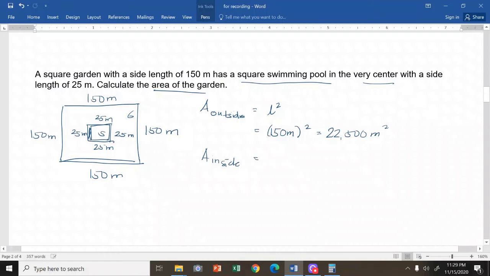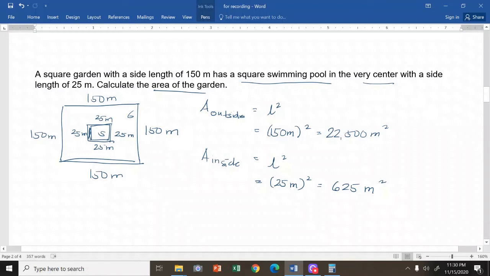Pinaka-inside figure natin. So, ito naman yung small square natin dito. So, the formula again is L squared. So, kung isa-substitute natin yung L dito ng 25. So, 25 meters and then squared. So, ang sagot natin dito is 625 square meters. Okay. Now, ang kailangan natin is to compute for the area of the garden.